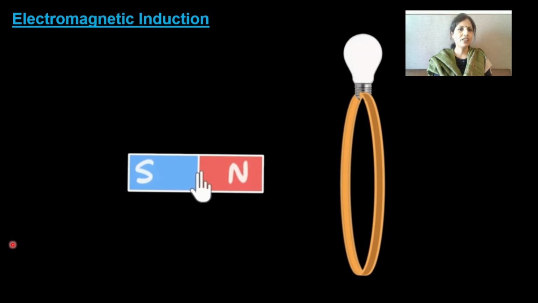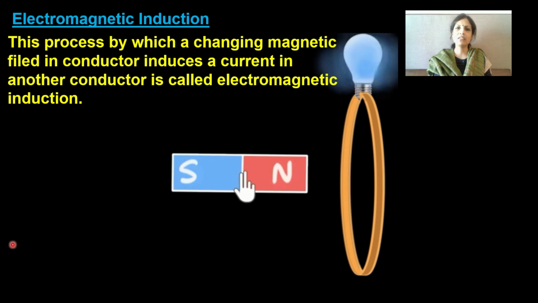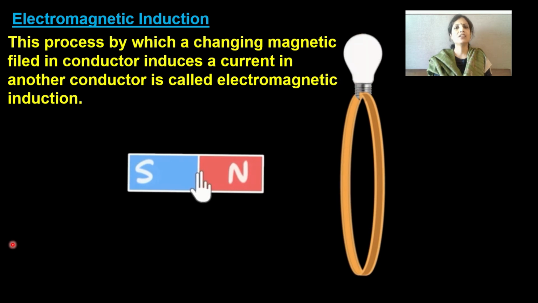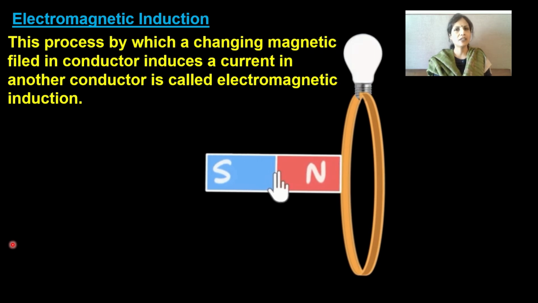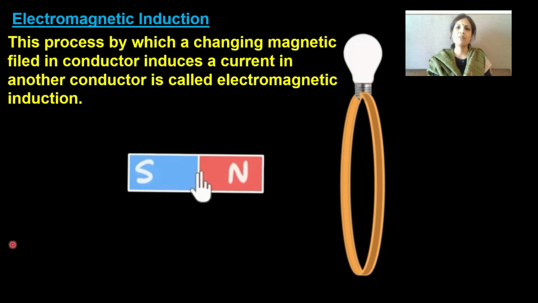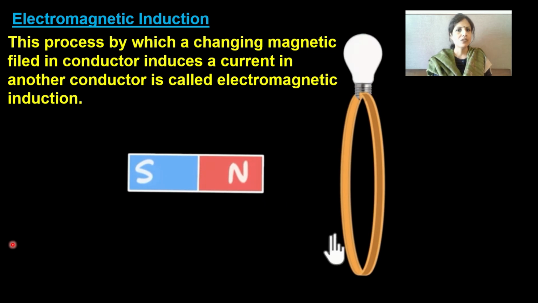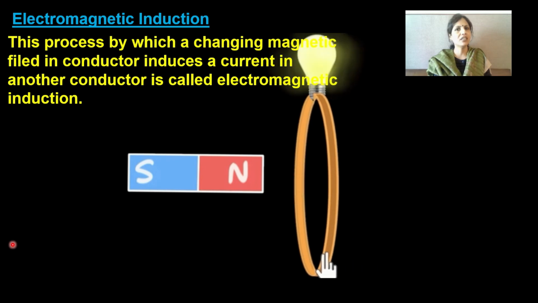So I can define it like this: the process by which a changing magnetic field in a conductor induces a current in another conductor is called electromagnetic induction. Alright, so the process by which a changing magnetic field induces current into the conductor is called electromagnetic induction.